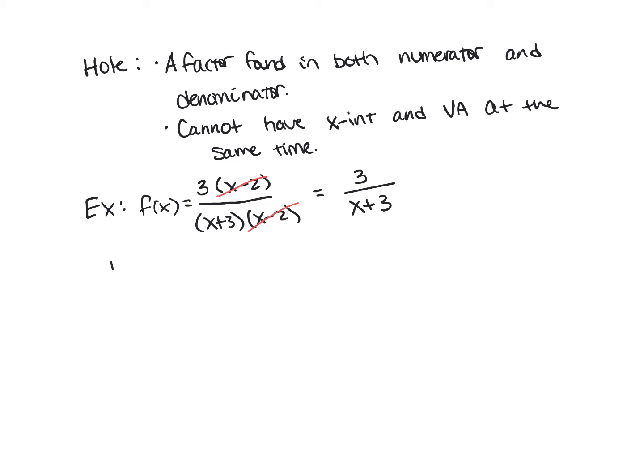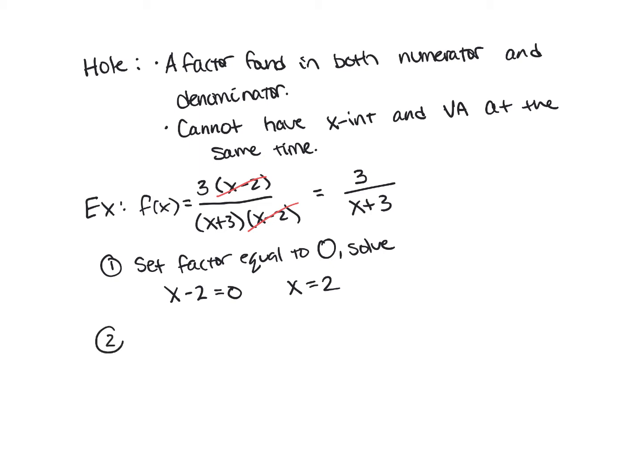So our first step is to set the factor equal to 0 and solve. We'll take that x minus 2, set that equal to 0, and we get x is equal to 2. So when x is equal to 2, that's when we're going to have our hole. Now, the hole is just an open point. So it's a point, which means we need to find the y value.